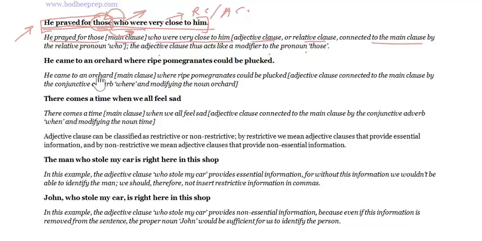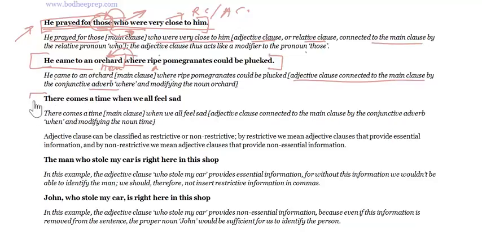He came to an orchard where ripe pomegranates could be plucked, right? So this where is modifying what? The orchard. "He came to an orchard" is the main clause, and "where ripe pomegranates could be plucked" is the adjective clause, connected to the main clause by the conjunctive adverb where and modifying the noun orchard. He came to a place, and which place? A place where ripe pomegranates could be plucked. This noun is further getting modified by an adjective clause.